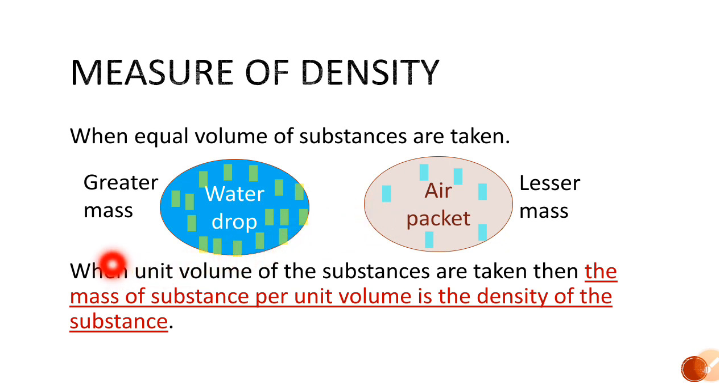So instead of equal volume, if we take unit volume of the substances, then the mass of the substance per unit volume is the density of the substance. This is the definition: the mass of the substance per unit volume is the density of the substance.